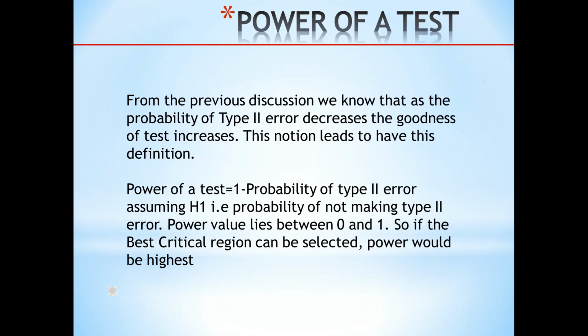So from what I have discussed previously, mathematically, power is 1 minus beta, or 1 minus the probability of type 2 error assuming H1. The power of a hypothesis test is between 0 and 1. If the power is close to 1, the hypothesis test is very good at detecting a false null hypothesis.